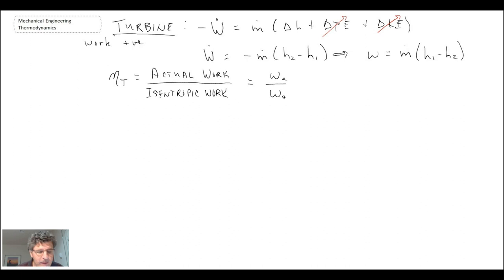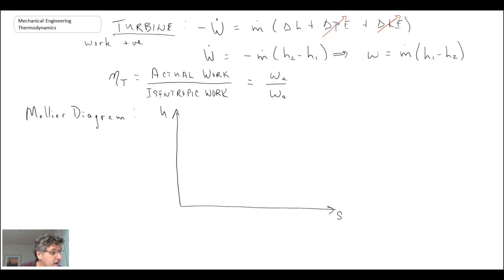So what we're going to do is work with a diagram that we talked about close to the beginning of the course. It's called the Mollier diagram. And what you're looking at here is a plot of enthalpy versus entropy. So looking at the Mollier diagram for a turbine, we have h on the vertical and s for entropy on the horizontal. And we're going from a higher pressure to a lower pressure in some sort of expansion device in our turbine. Now we're going to reference everything to an isentropic process, which goes from state 1 down to state 2s. That would be an ideal process. It is reversible and adiabatic. And for the enthalpy, we will start from enthalpy value h1, and we will go down to an enthalpy value h2s.